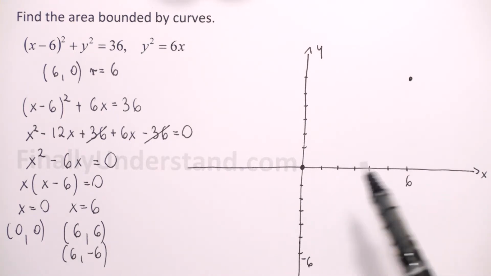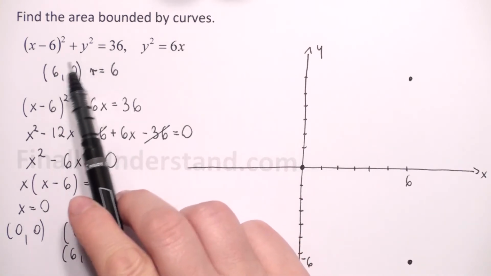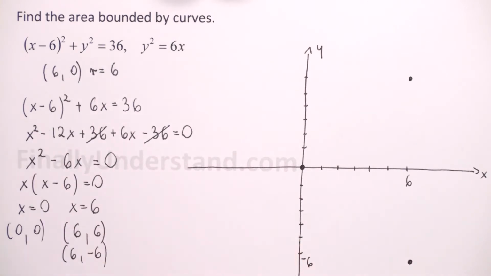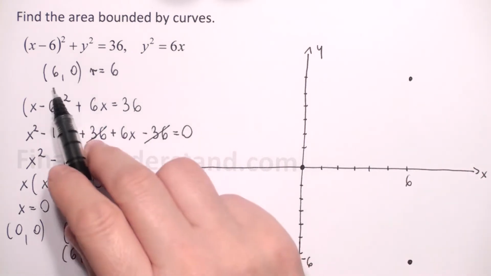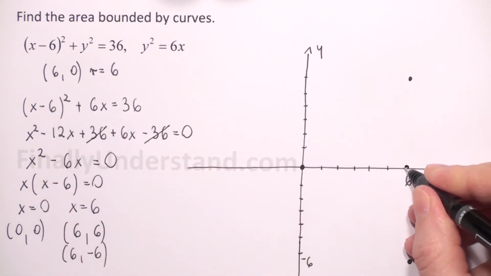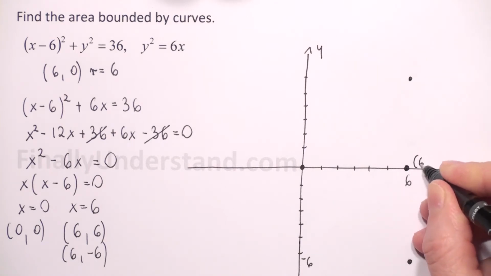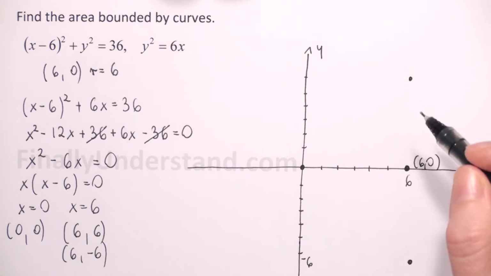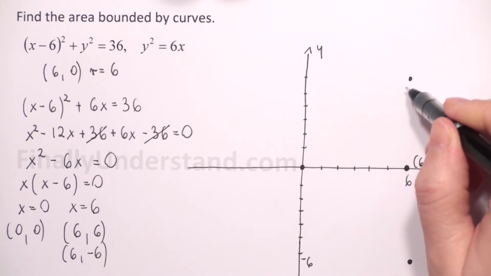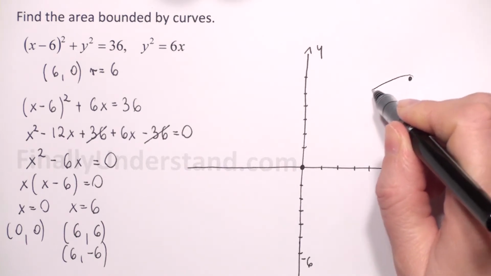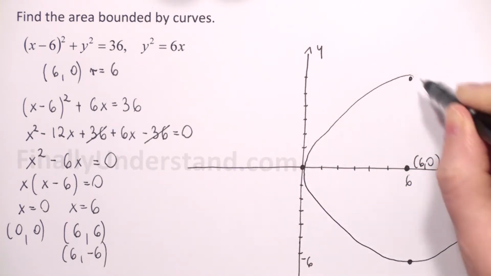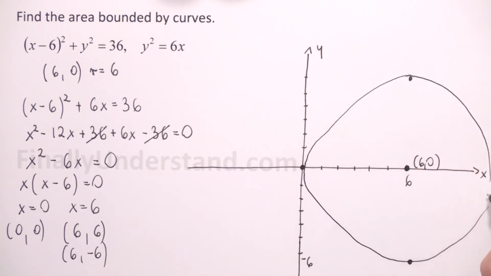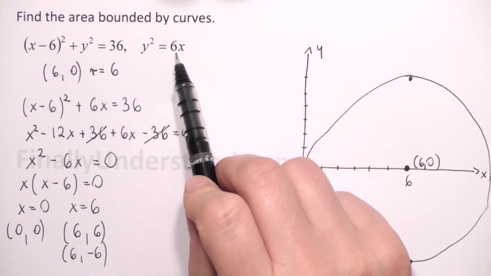We have to draw the first curve, a circle. The center is (6, 0). So let me draw this. It's approximately something like this. This should be a circle. This is our circle.